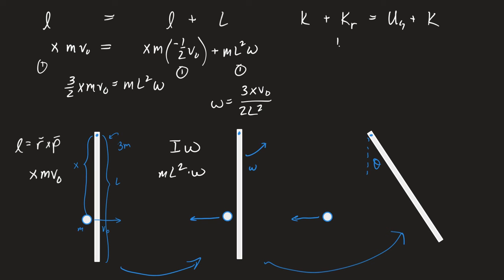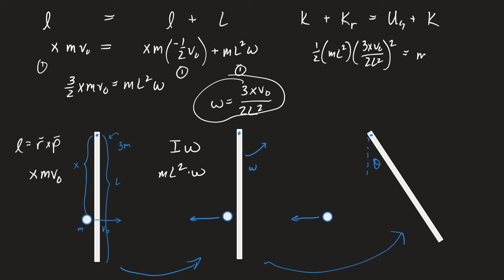So 1/2 I omega squared. I didn't leave much room to write omega, so let me back that up because omega is a mess. 1/2 I omega squared, that's all of this squared, (3 x v naught over 2L) squared. Oof, I know it's ugly, guys, I know. Equals mgh.